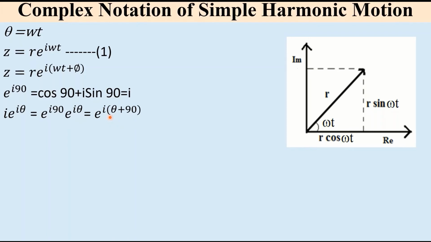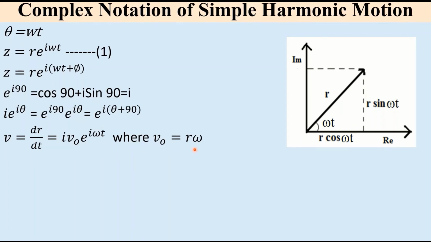So it is possible to represent simple harmonic motion by rotating vectors in Argand diagrams. So during the rotation, position of the vector depends on time t. So that is z is equal to r into e to the power i omega t. So thus the velocity v is equal to dr by dt, so that is equal to i into v naught into e to the power i omega t, where v naught is equal to r omega.